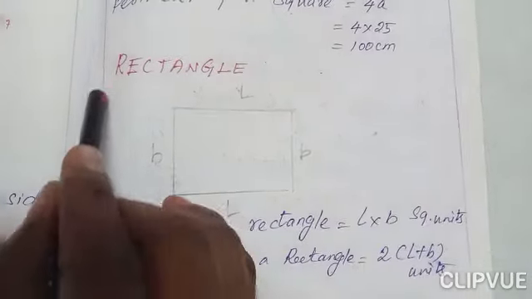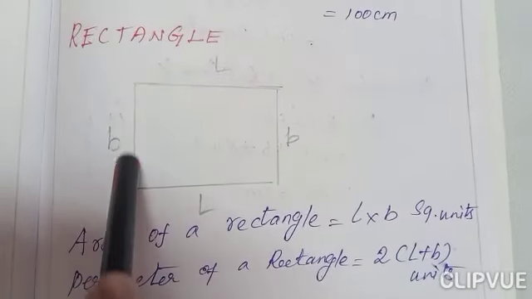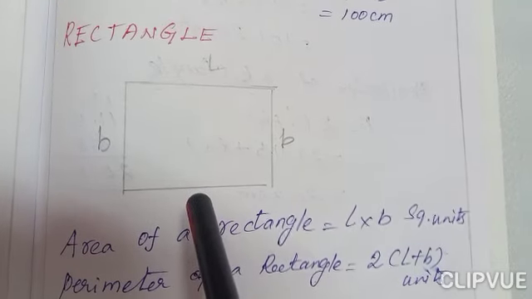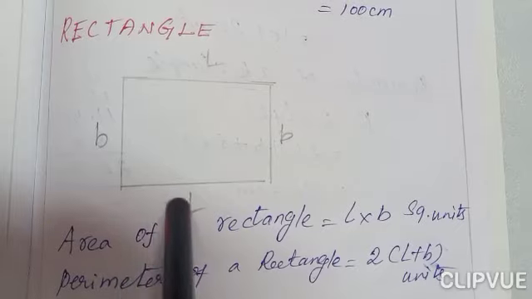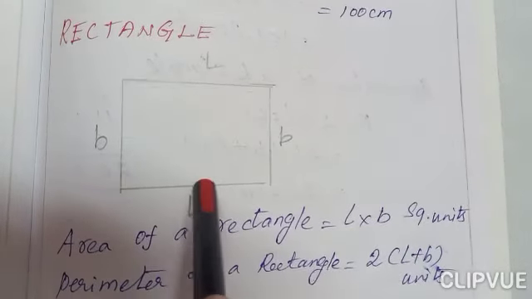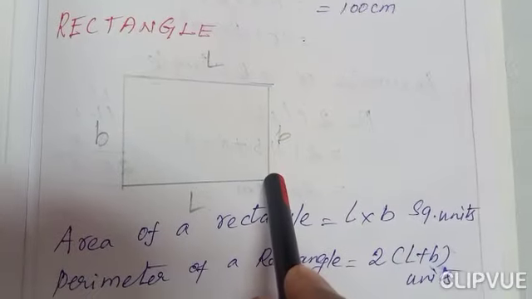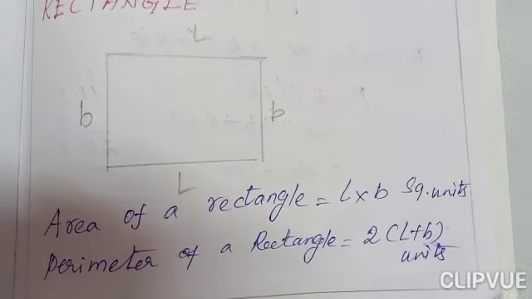Students, the next shape is the rectangle. A rectangle is also bounded by 4 sides, but here it is different from the square. In the square, all 4 sides are equal. Here, opposite sides are equal. So this is referred to as the length, and this we refer to as the breadth. Area of a rectangle equals length into breadth square units.